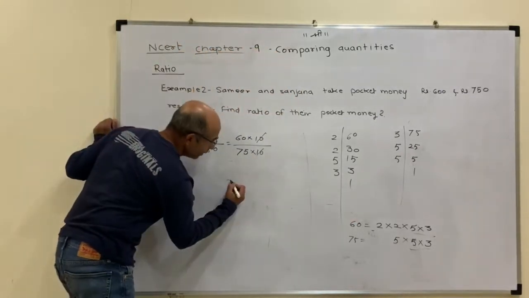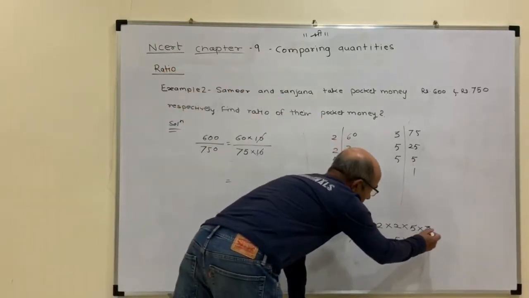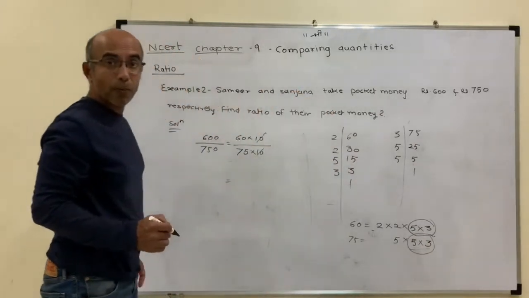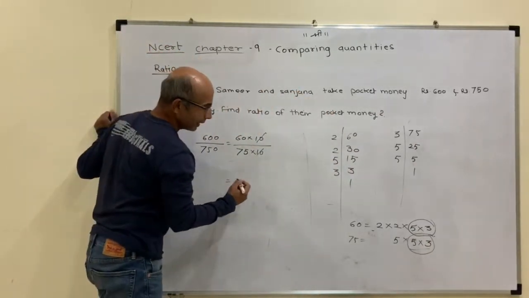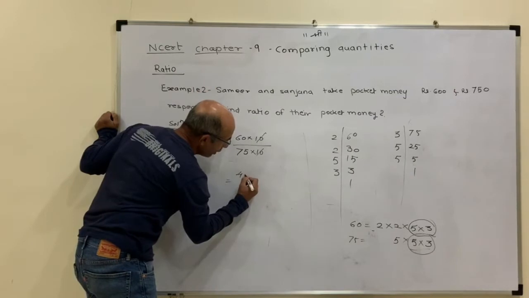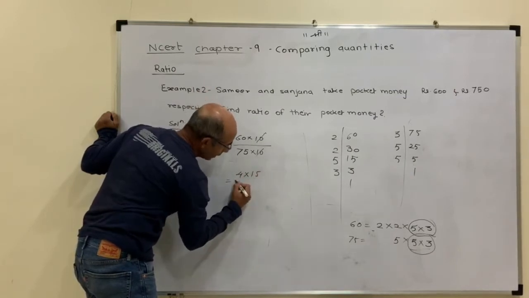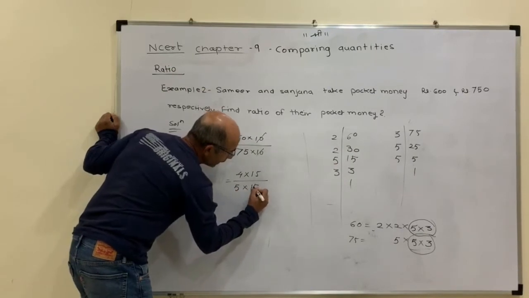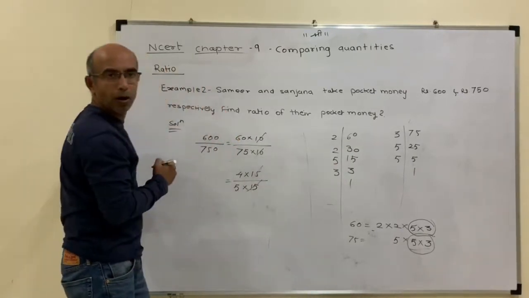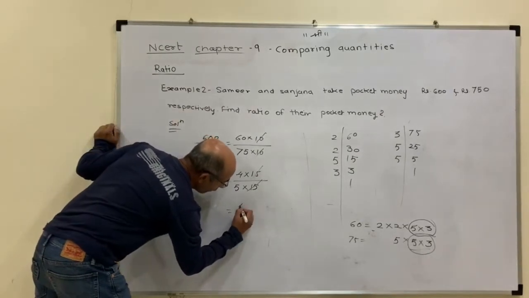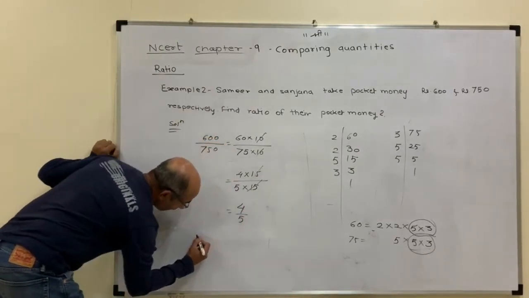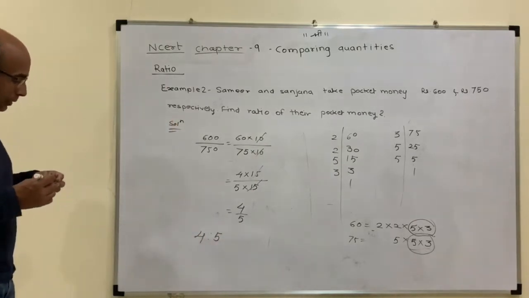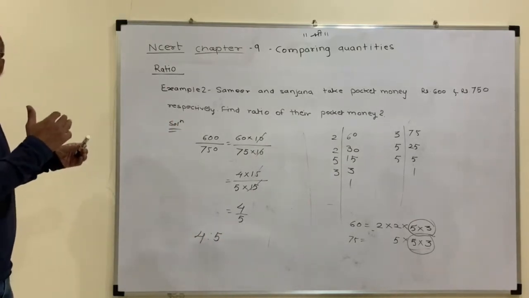So I write it here. 3 5s are 15 is my highest common factor. Now I write 2 2s are 4, so 4 into 15 divided by 5 into 15. My 15 is gone, and here it comes out to be 4 as to 5. So the ratio of pocket money of Samir to Sanjana is 4 as to 5.